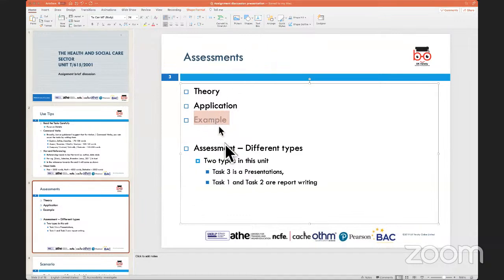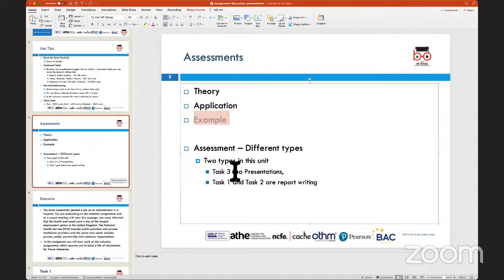Now, some of the tasks that we're going to see in the assignment brief will say a named organization. And that named organization would mean we'll have to take a care home. We can't take the NHS, which is very big, as an example. You might take a care home or a surgery or a pharmacy or a community healthcare center. And that would be optimum for the usage of, and as an example within the assignment brief.